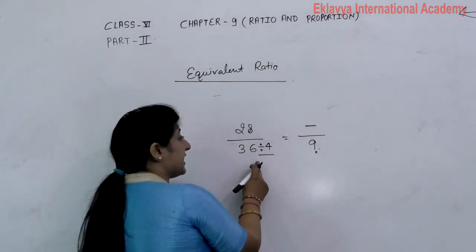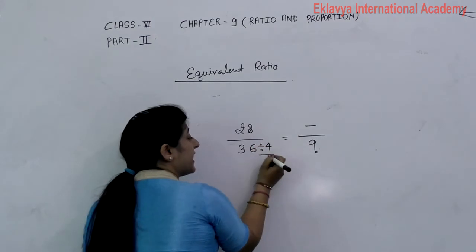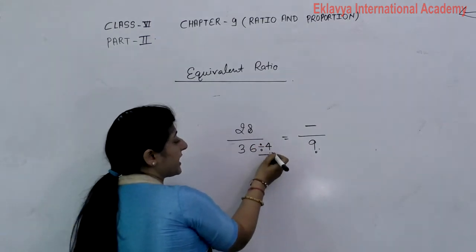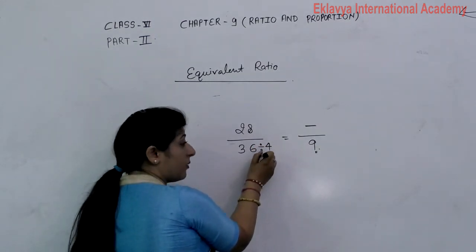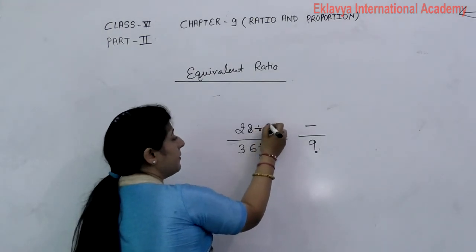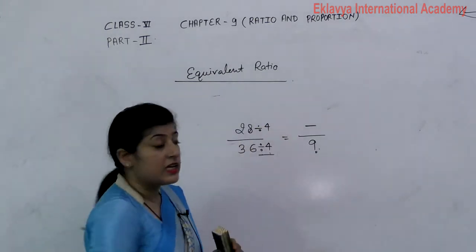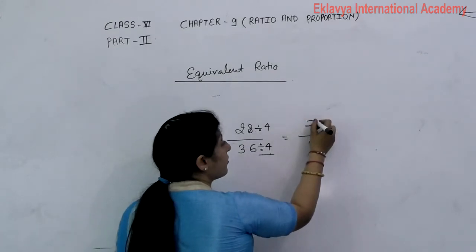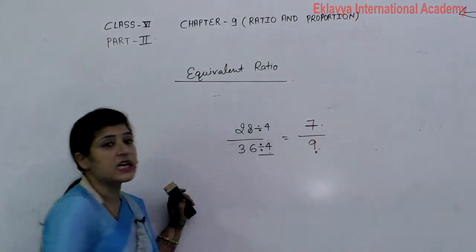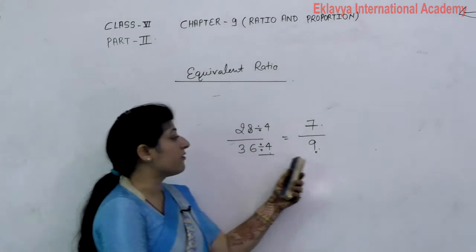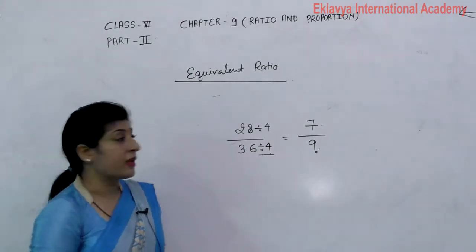I already said that whenever we perform any action, multiplication or division, on the denominator, then we do the same on the numerator also. So 28 divided by 4 is equal to 7. Then this is our answer for this equivalent ratio.